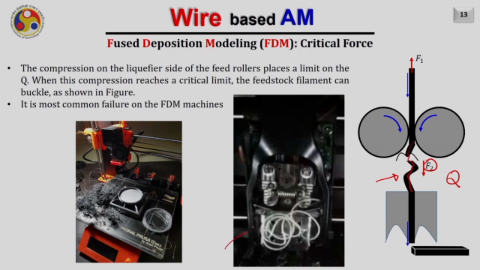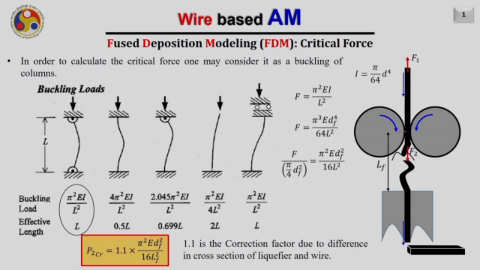The wire keeps on coming out and it got crumbled near the pinch rollers. You have seen that already. And the major reason behind that is the buckling of the wire. Now let us try to find out the value of the critical load which can be applied on the wire between the pinch roller and the entry point into the liquefier.